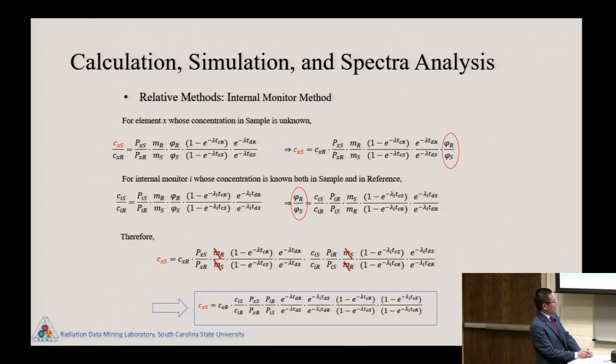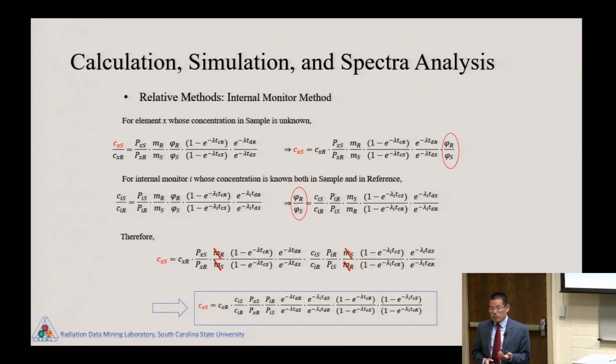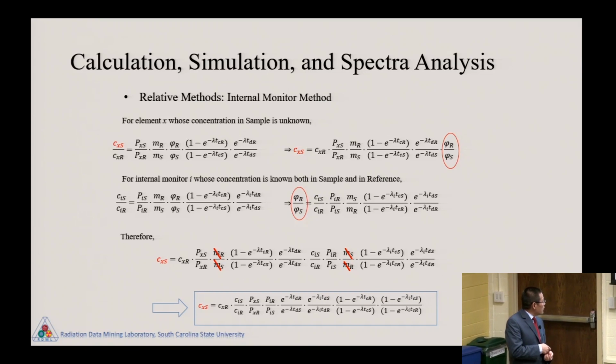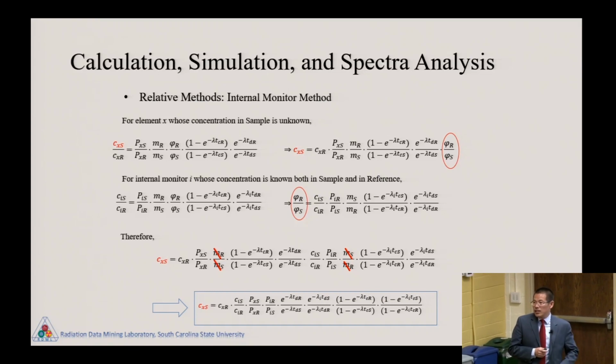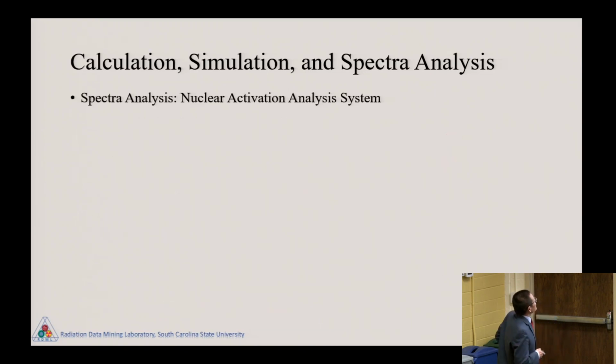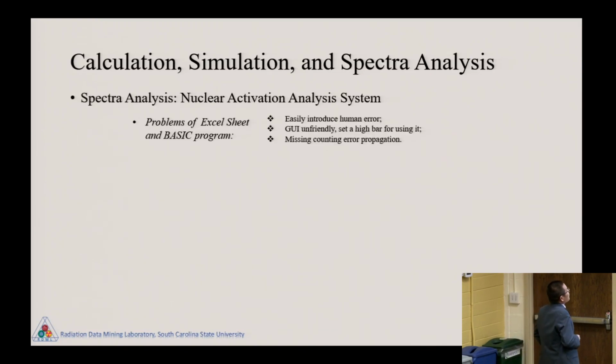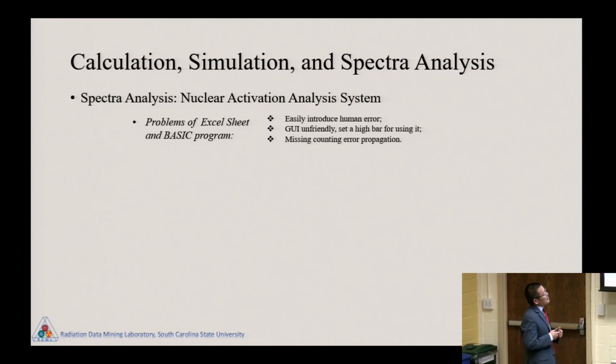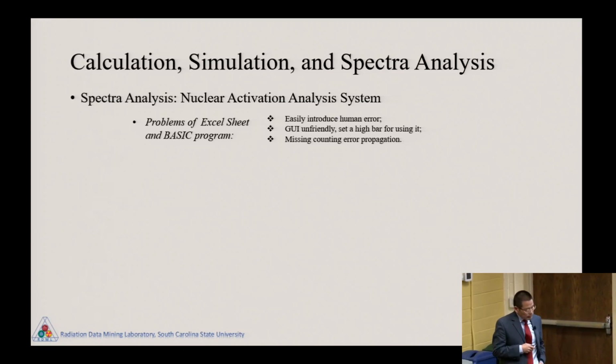But when you're doing the calculation, this equation is still very complicated because each isotope may have different decay constants, lambda, and peak areas. So if you calculate it by hand, it's a painful experience. So what we do is use a computer. We have a software called the Nuclear Activation Analysis System.